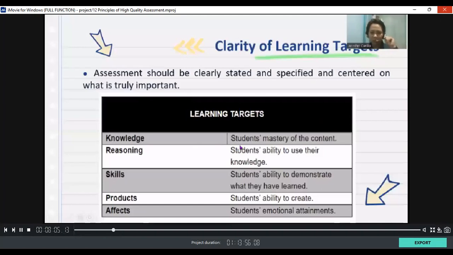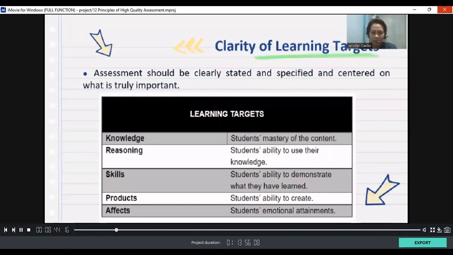So knowledge means students' mastery of the content. This involves the skill in remembering, understanding. Reasoning is the ability of the students to use that knowledge. According to one philosopher, having a good mind is good, but using that good mind well is something better. It's not about what you learn, but it is about how you use your learnings.